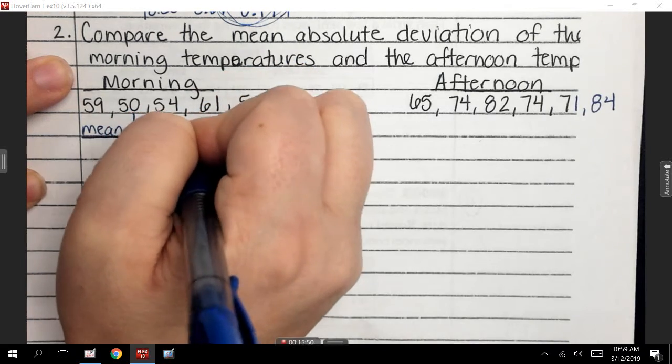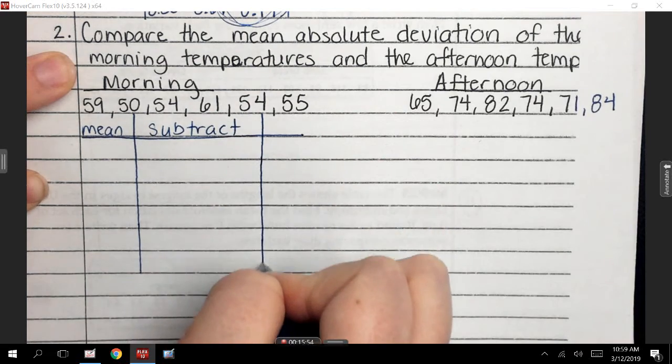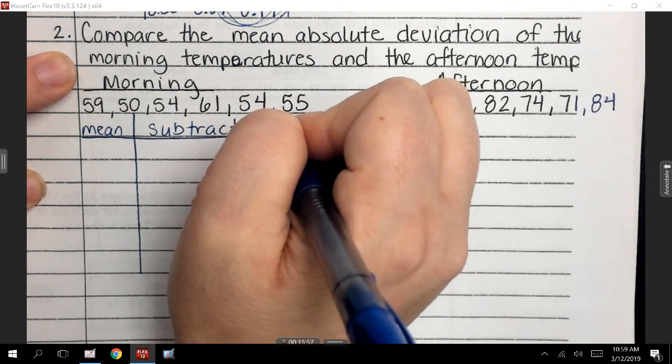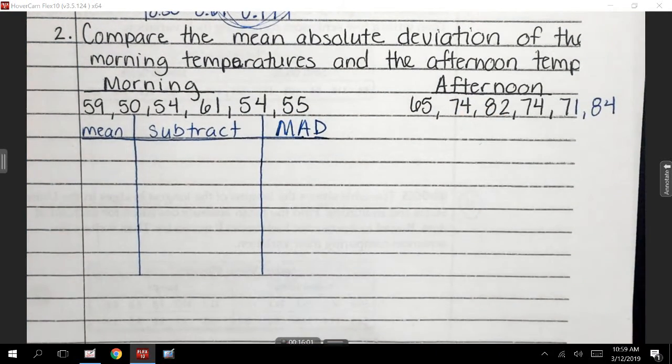Subtract. And then what goes on my last column? Mad. Because we're real mad we're having to do all this work. That's just an easy way to remember it.